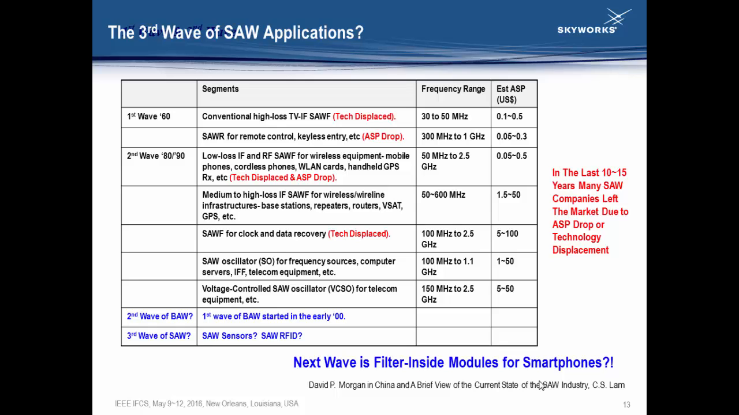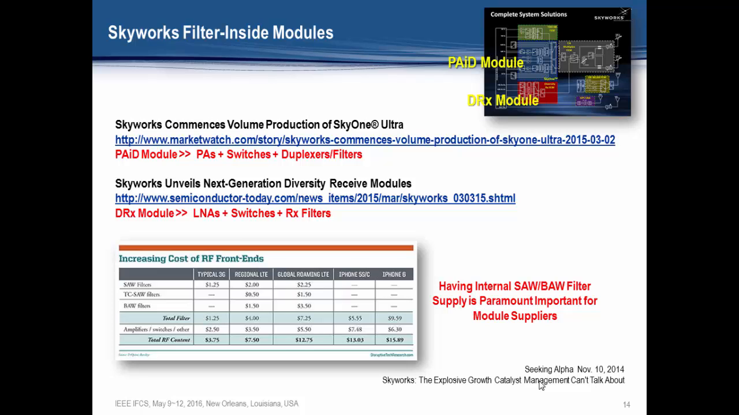So my thinking of the third wave for SAW, the new wave, is filters inside modules for smartphones. Skyworks launched 2 modules. One is the PAD module. The PAD module basically is PAs with switches and duplexers inside. And then we also announced a diversity module, which is LNAs plus switches and filters. So basically nowadays in smartphones we are moving toward, between the antenna and the transceivers, all those PAs, switches, and LNAs being modularized.